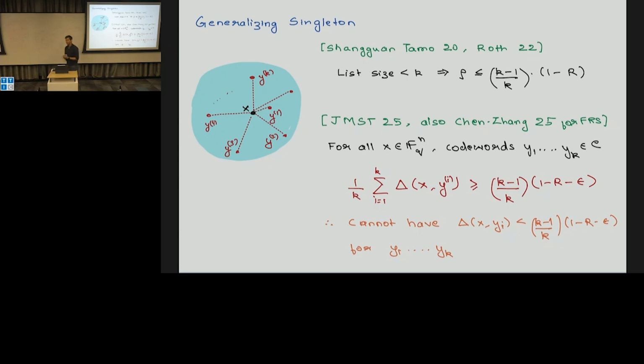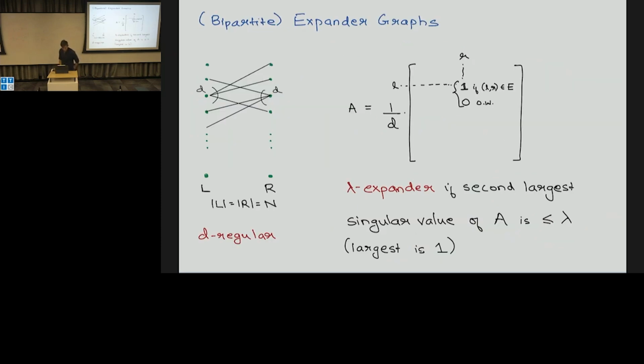Other questions? Okay, so I promised something about expander graphs. Let me tell you a little bit about expander graphs and maybe show you what the construction of the code is. The proof is very, very simple, but we'll see. If you've not seen expander graphs, they're really cool objects to know.